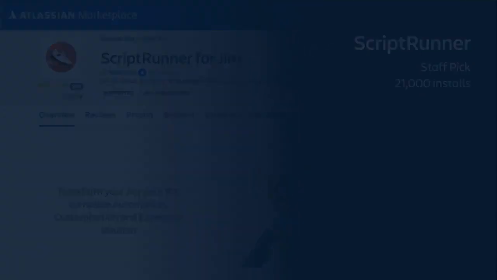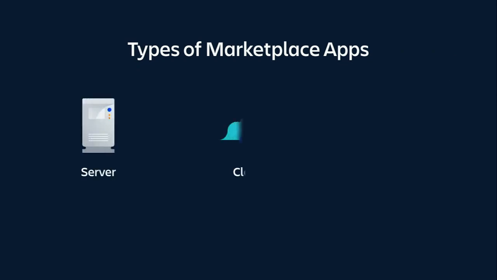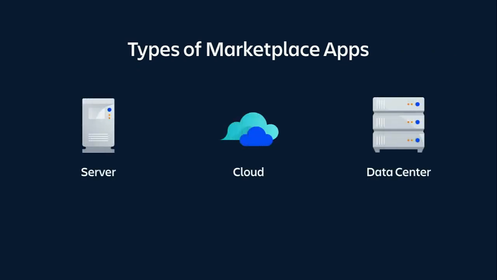Now, there are three types of apps you can build for the marketplace. They coincide with the deployment options available for Atlassian products. There's Server, which is for our Atlassian on-premise products. There's Data Center, which is built similar to Server, but has an added requirement to ensure that the apps are built with clustering and performance in mind. And then there's Cloud, and these are apps that are built specifically for our cloud products.